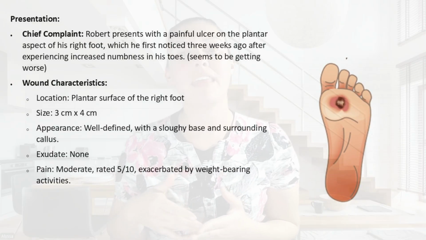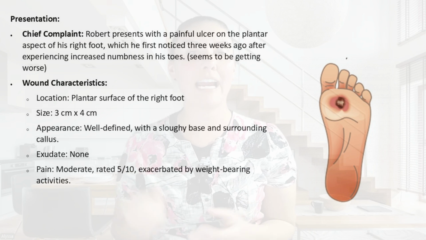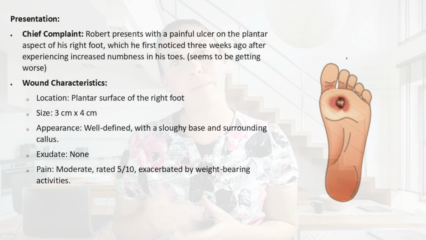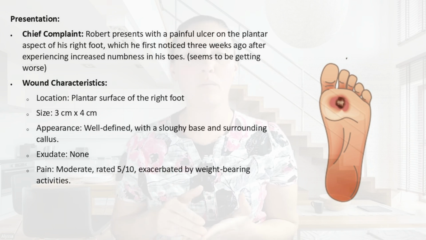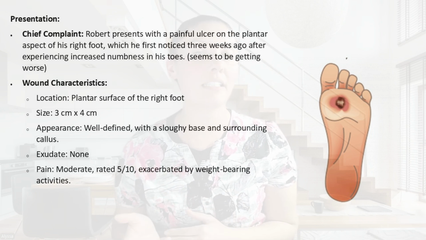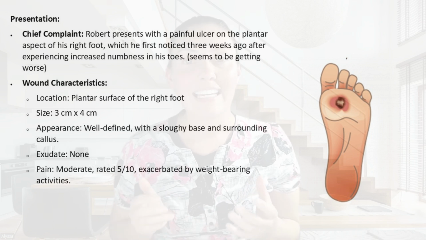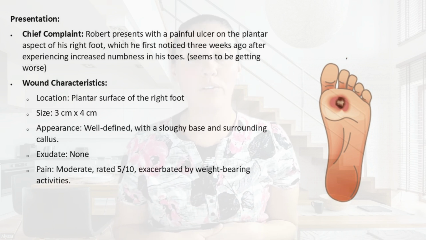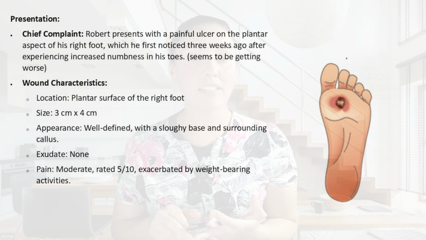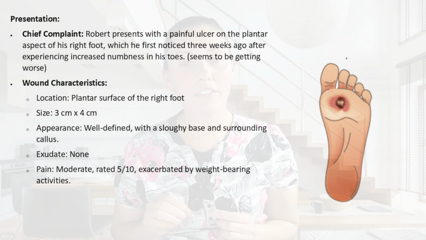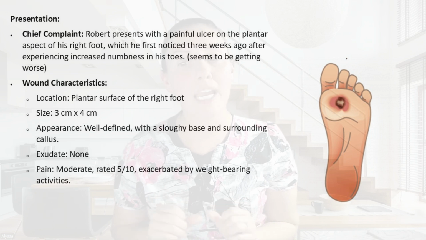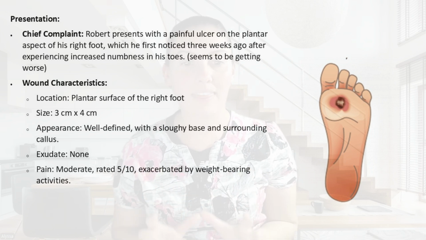So how does Robert present? So his chief complaint when he comes in is he presents with a painful ulcer on the plantar aspect of his right foot, so the very bottom of his foot, as you can see in the picture here. Now, he first noticed this 3 weeks ago after experiencing increased numbness and tingling in his toes, and he says that it has been getting worse. The wound characteristic, so it's on the plantar surface of the right foot. It is 3 by 4 centimeters. The appearance, it's well defined with a sloughy wound base, and it is surrounded with a callus.